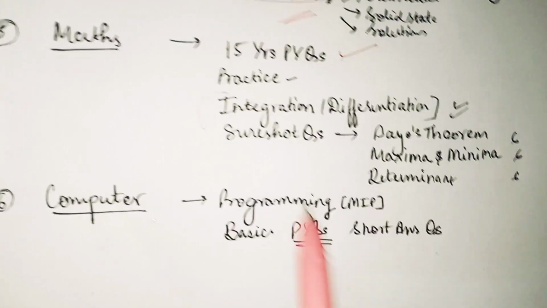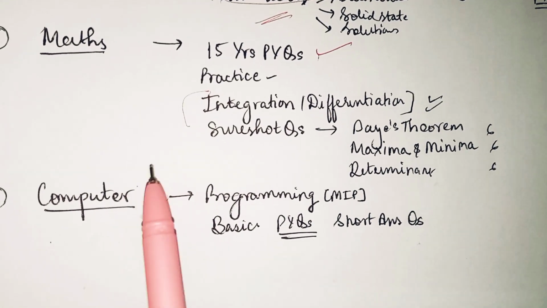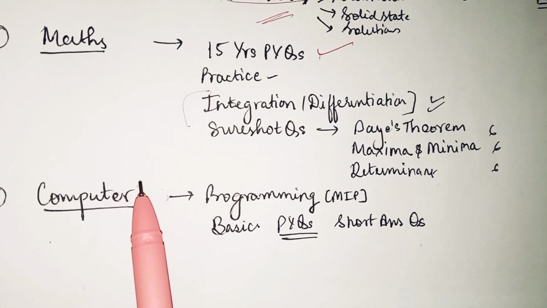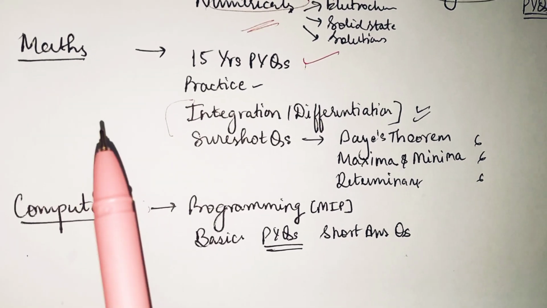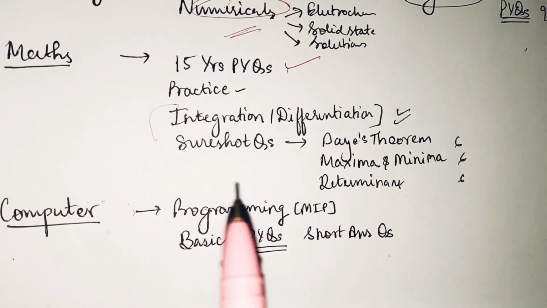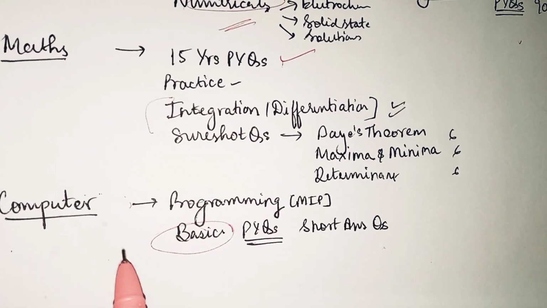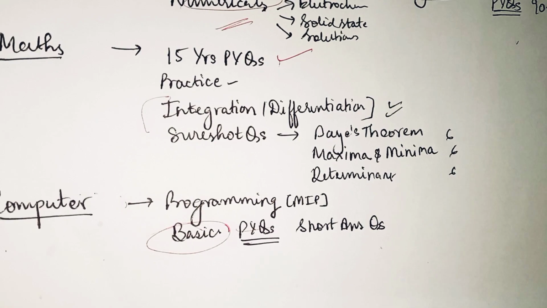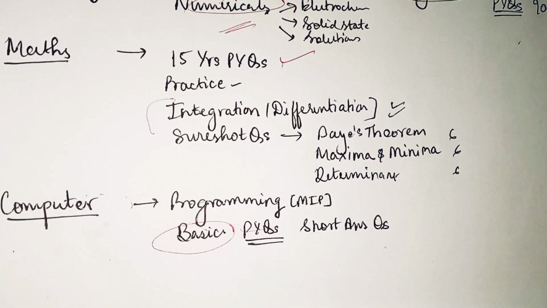For computer, I'll tell you the truth. I took this tuition and it was a complete course of computer. So I referred to the tuition notebook only. I didn't even touch my book. Programming is the most important part. The basics can be covered from the book itself and the previous year questions. You can refer to the short question answers. Sorting, searching, and all these programs must be practiced.